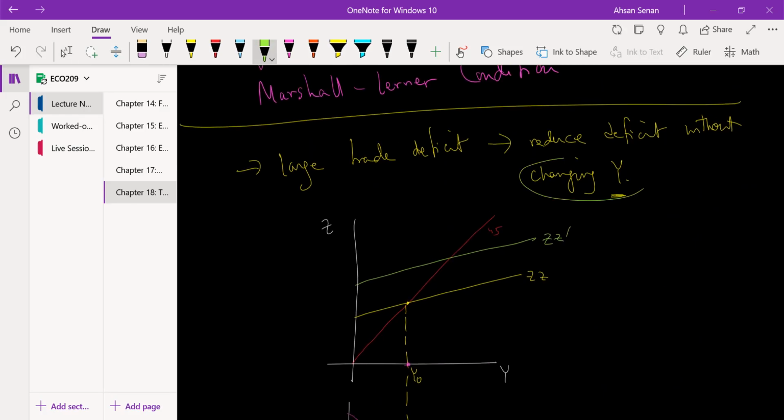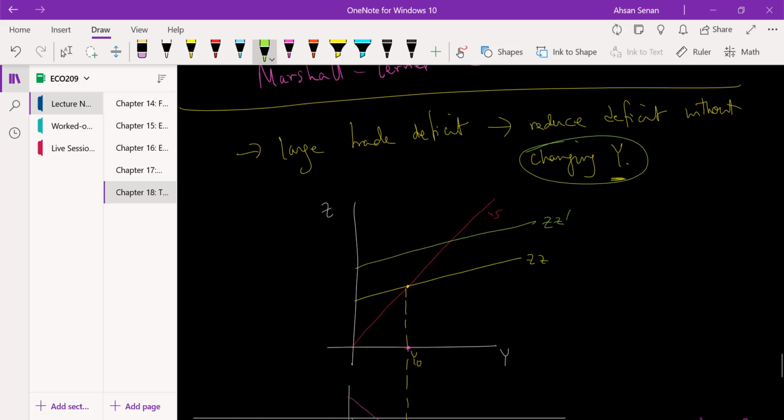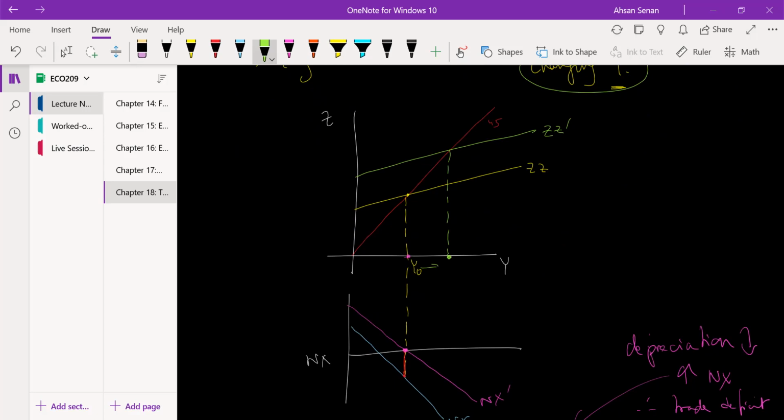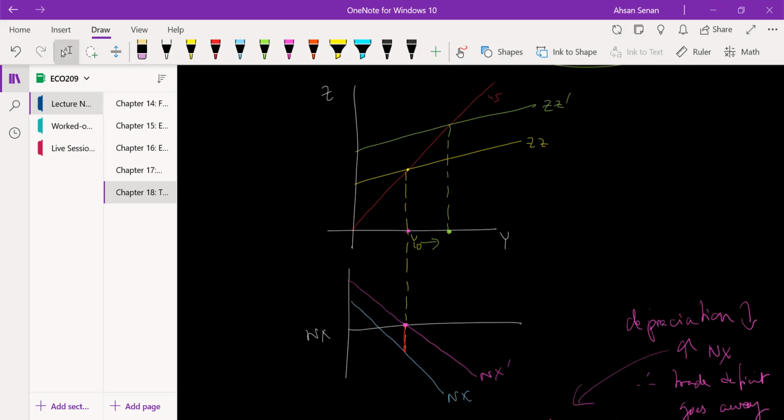We did not want to change our Y. This is not what we wanted. But unfortunately, we have ended up in this place, which is, first of all, a higher Y. Second of all, once again, we have trade deficit. So we haven't really solved our problem, have we? This is not what we wanted. So what can be a solution here?